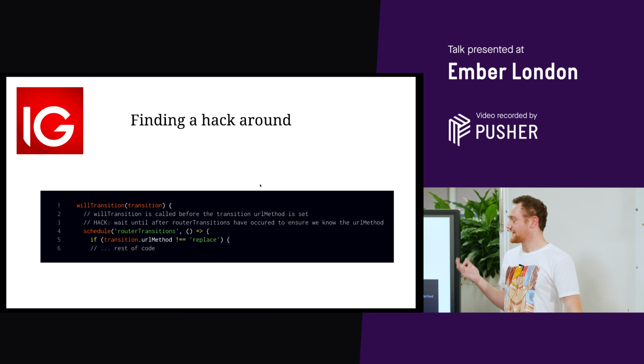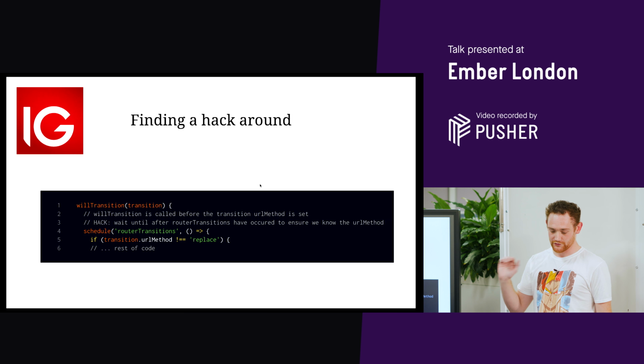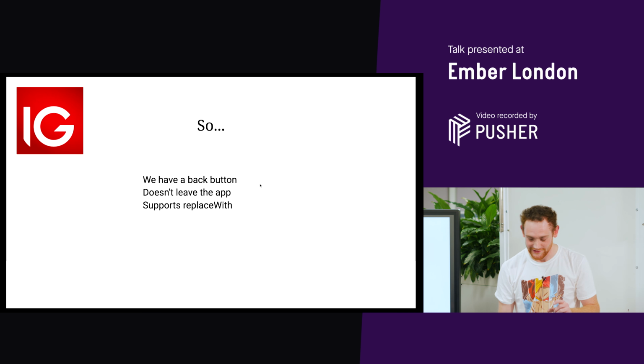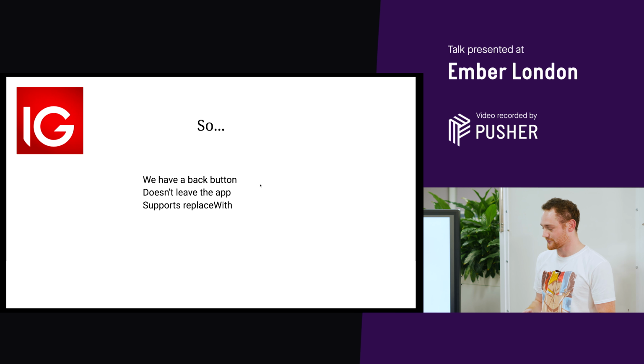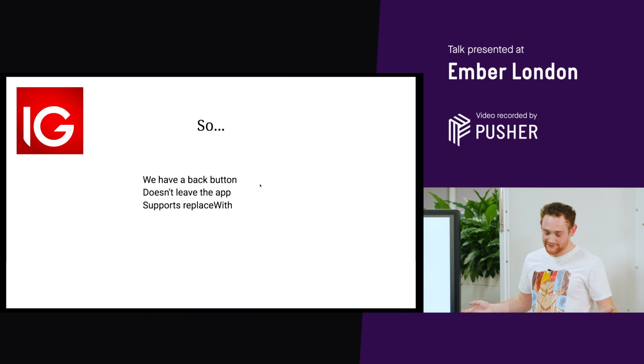So, I mean, I hacked around it. This is the first of many hacks, which I'm not happy with. Basically, just wait till the run loop hits the router transitions queue, and then we actually have that information set so we can test it. I'm really worried that there's some minor race condition here that I haven't sorted out, but I guess I'll find out when that happens. So basically, we have a back button. It doesn't leave the app, and it supports replace with.